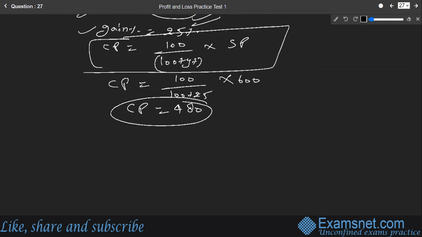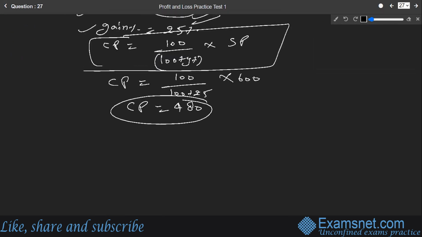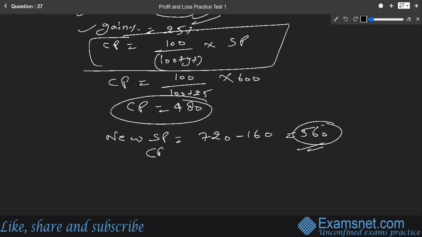So how much was the catalog price? Catalog price was 720. So now the new selling price should be 160 lesser than the mark price, that is 720 minus 160, that is nothing but rupees 560. So 560 is the new selling price. Cost price is as it is, that we calculated, 480. Now they're asking whether there will be a percent profit or a loss and how much percent.